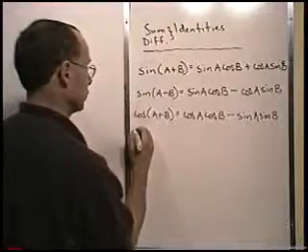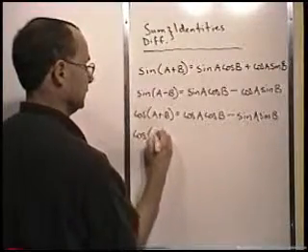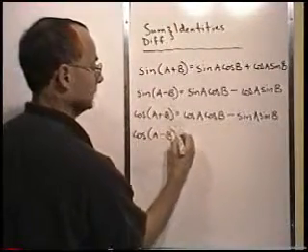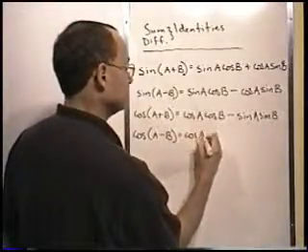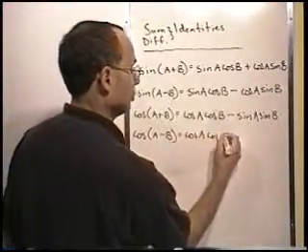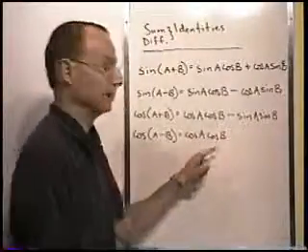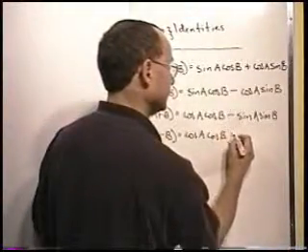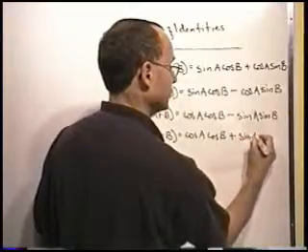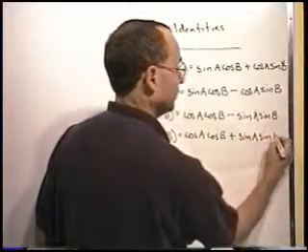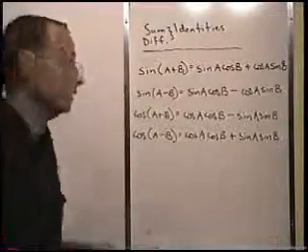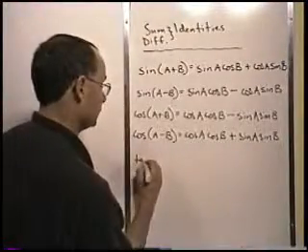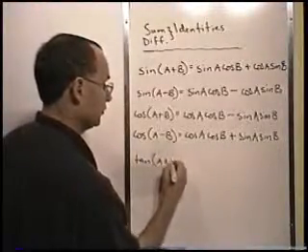And then we have, of course, the cosine of one angle minus another. And that would look like this. Pretty much the same. Cosine of the first times cosine of the second plus sine of the first times sine of the second.